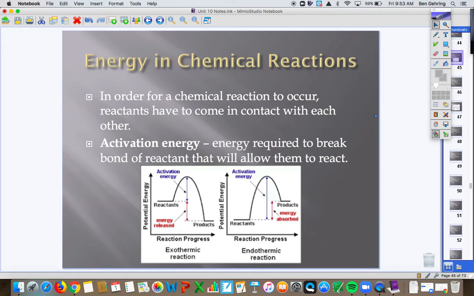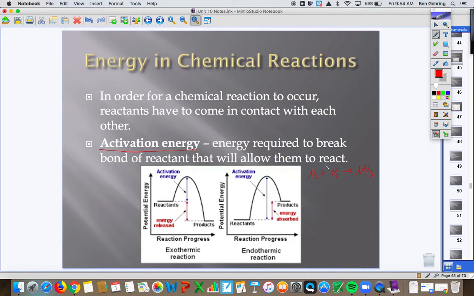To start with, in order for a chemical reaction to happen, reactants have to come in contact with each other. Two things have to come together in order for something to react. Along with that, they need activation energy, which is the energy required to break the bonds the reactants have and allow them to react. For example, on this slide we're going to look at the reaction that produces ammonia: N2 plus H2 produces NH3.